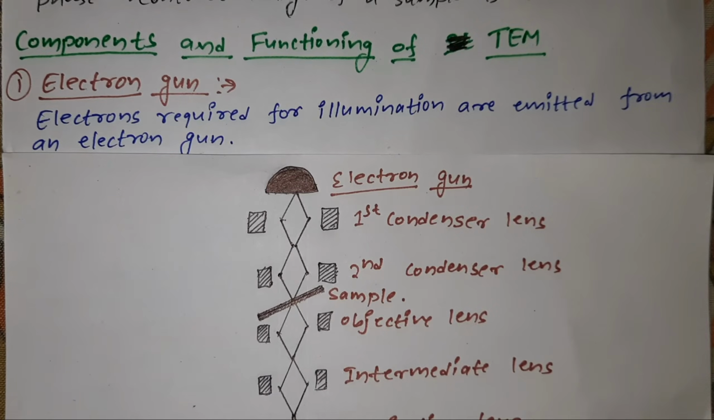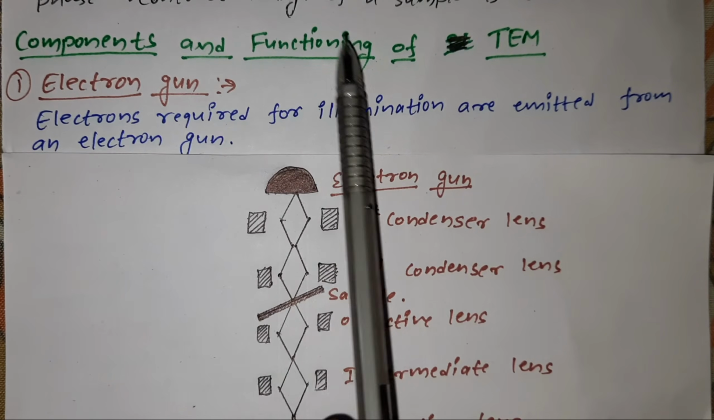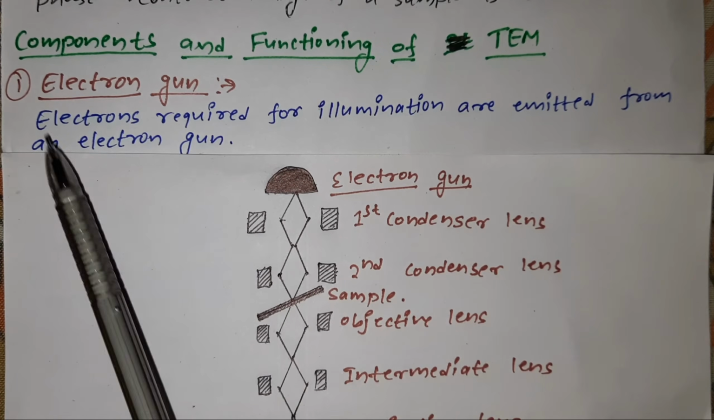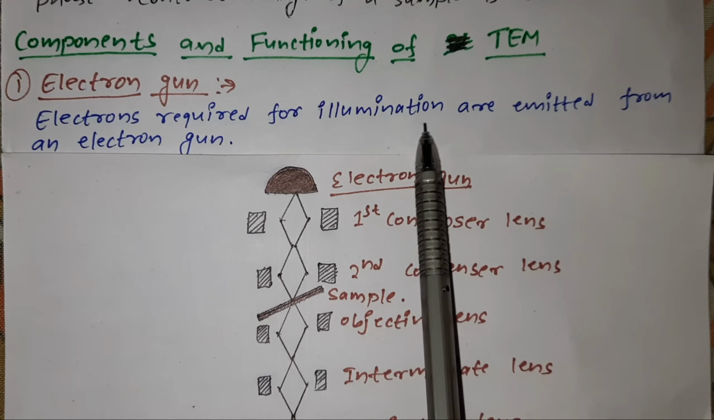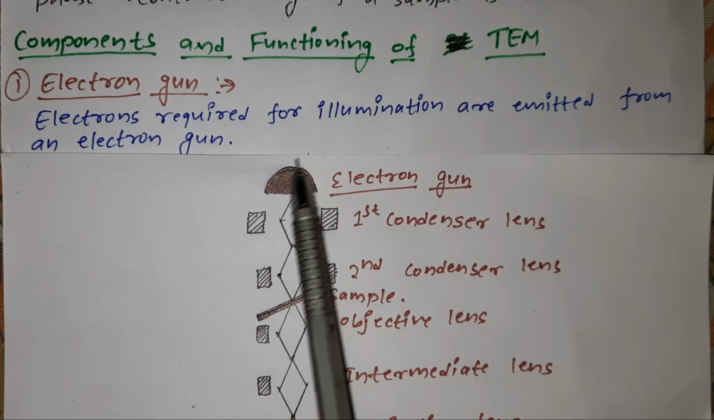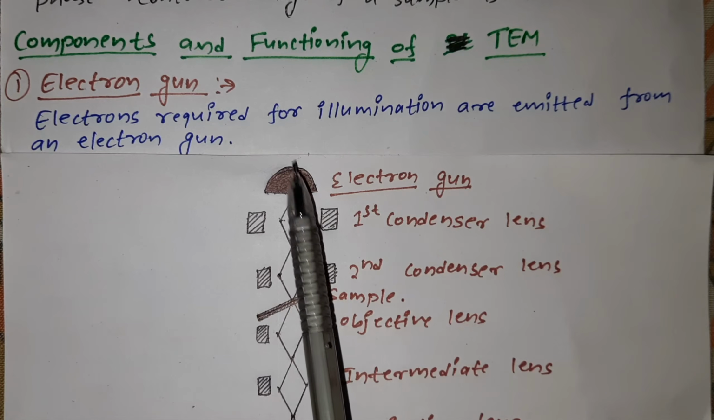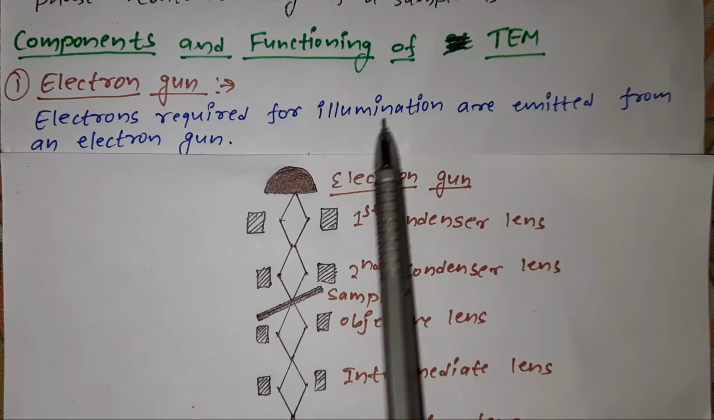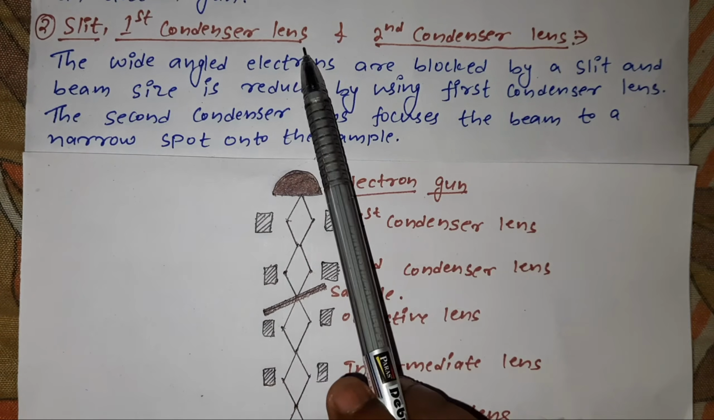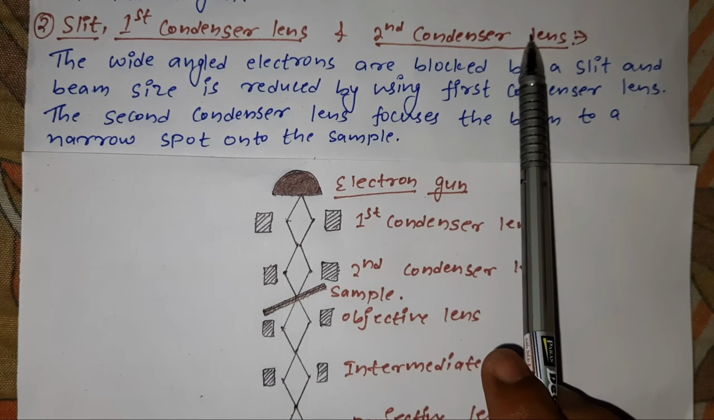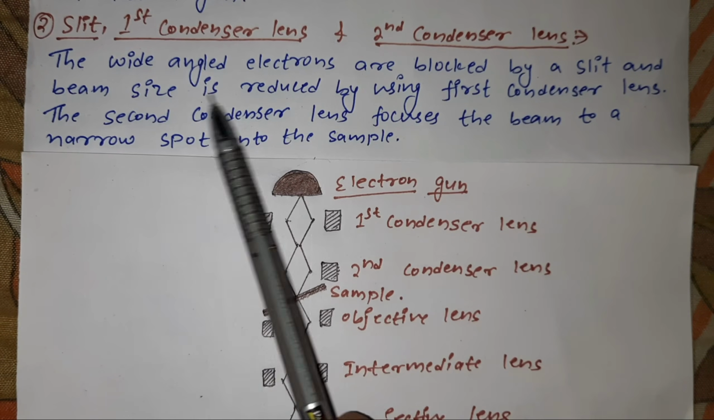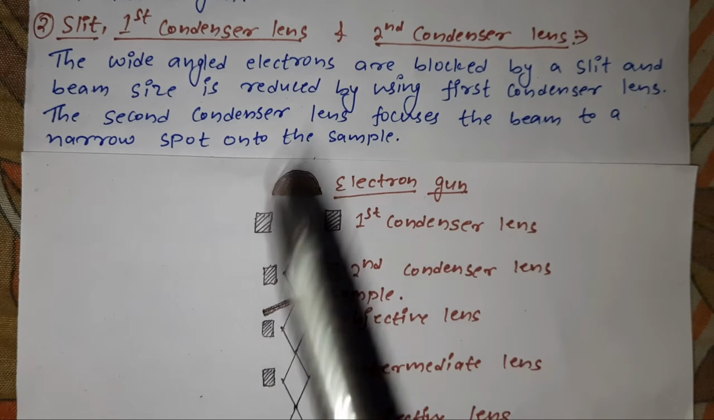Now let's see the components and functioning of TEM. The first component is the electron gun. Electrons required for illumination are emitted from an electron gun. Here in this figure, this is the electron gun, from which we get the electrons for illumination. Other components are the slit, first condenser lens and second condenser lens. The wide-angled electrons are blocked by a slit and beam size is reduced by using the first condenser lens.